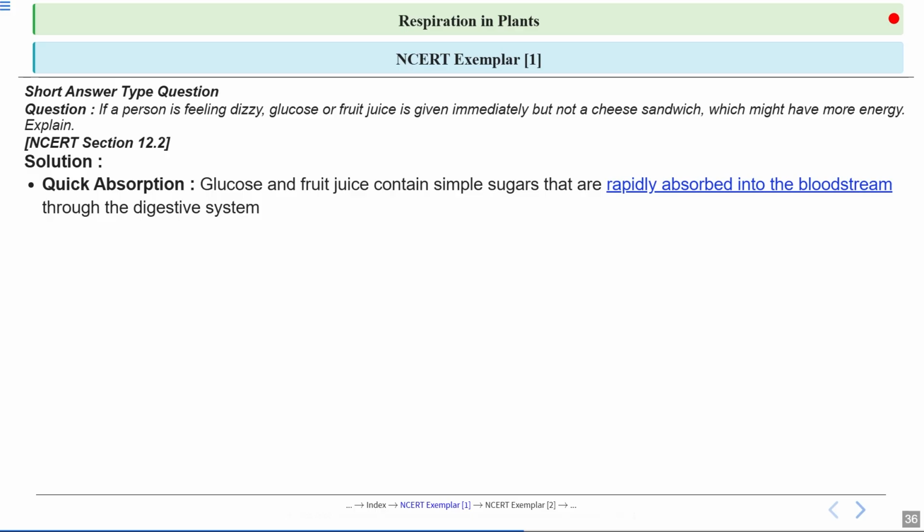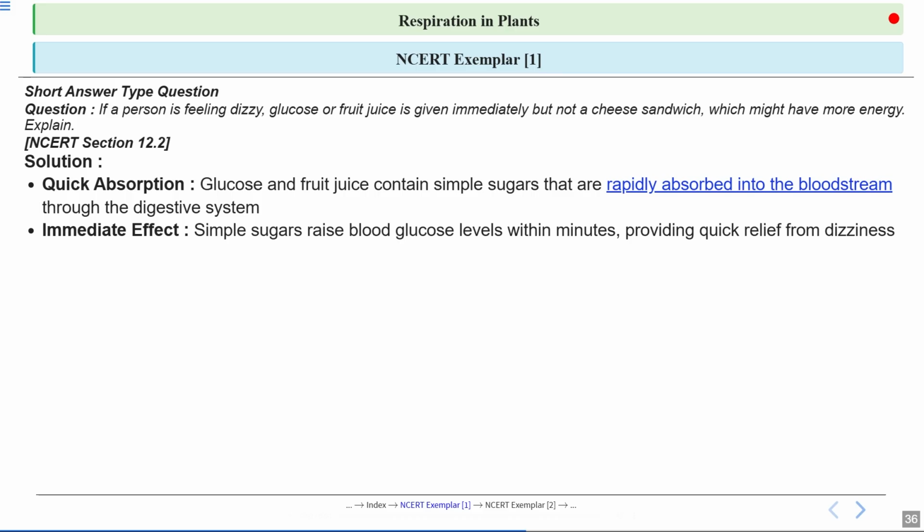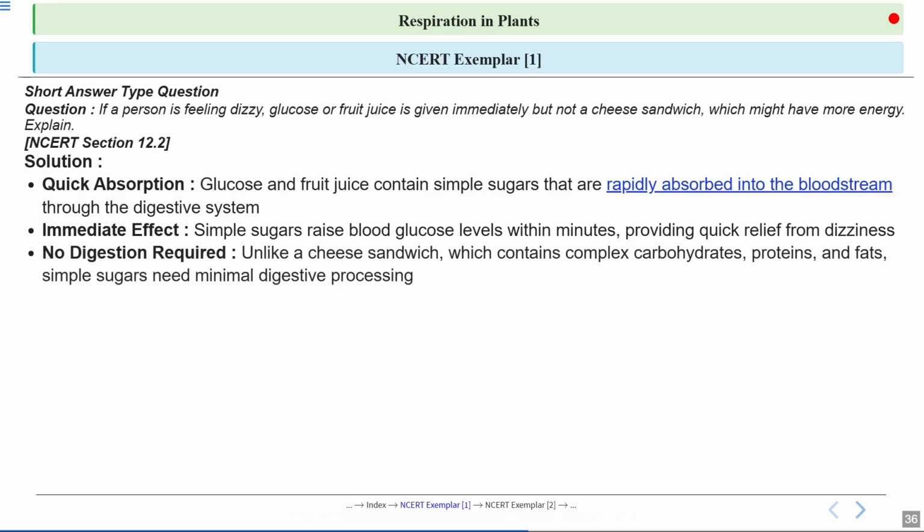So first let's talk about quick absorption. Glucose and fruit juice have simple sugars and they are rapidly absorbed into the bloodstream through the digestive system, and therefore we see an immediate effect. Simple sugars will raise the blood glucose levels within minutes, providing quicker relief from dizziness, which is why someone feels better so quickly after having juice or glucose.